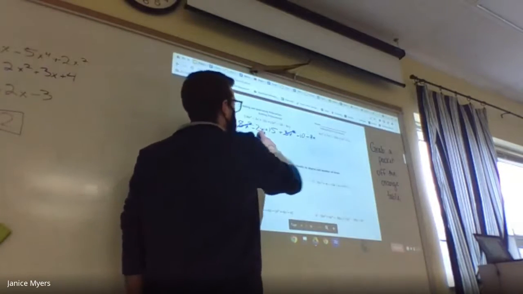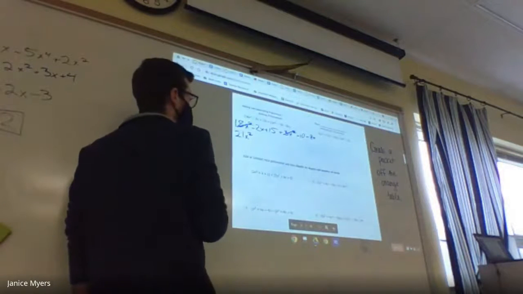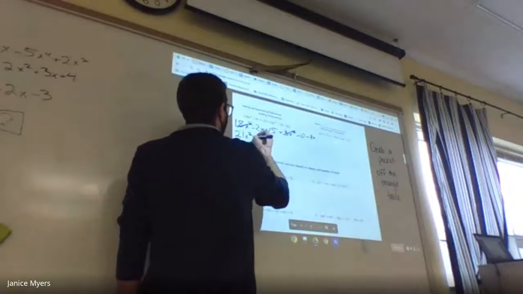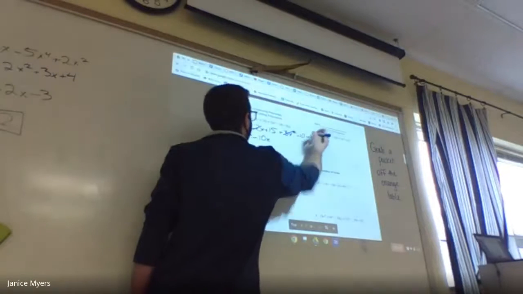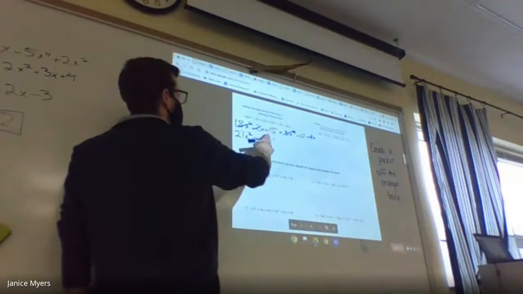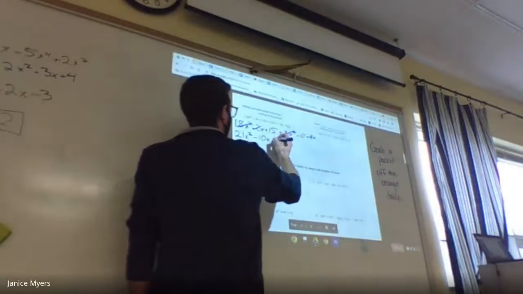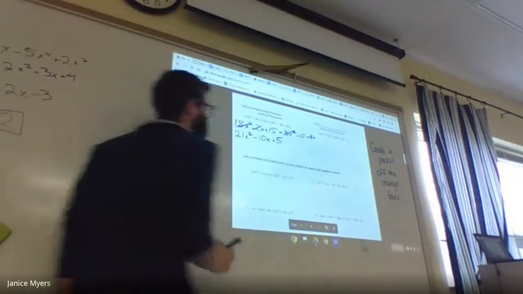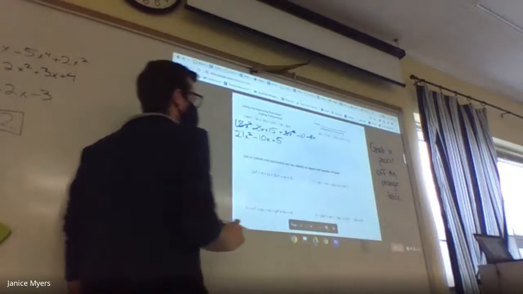You've got a negative 2x and a negative 8x. So negative 2 plus negative 8 is negative 10x. You can cross those out. And all that's left is your constant term, which is 15 minus 10, positive 5. And that is your answer, 21x squared minus 10x plus 5.